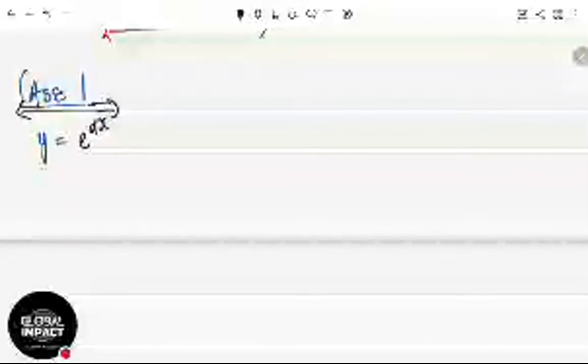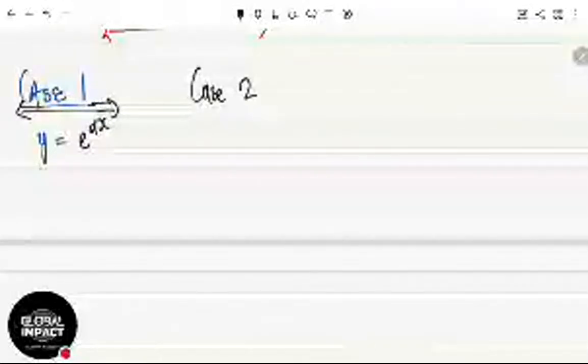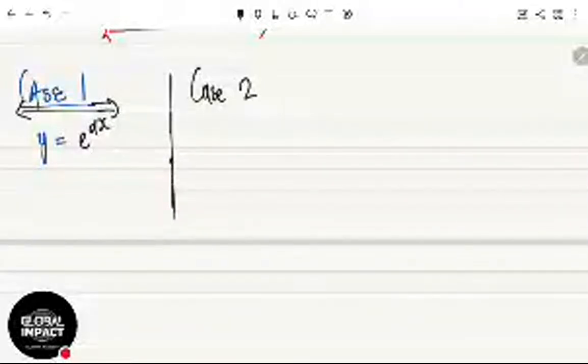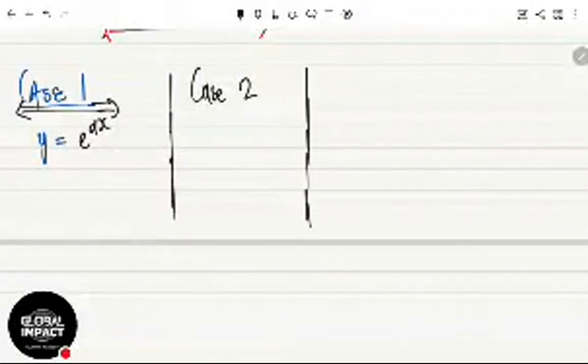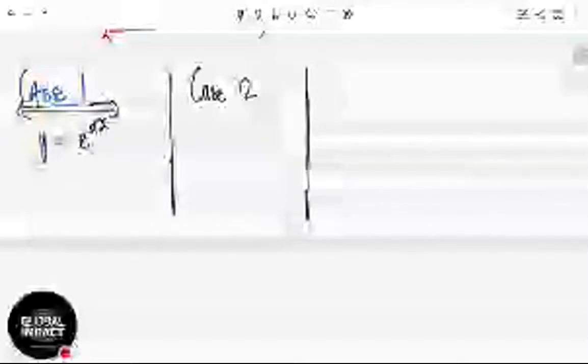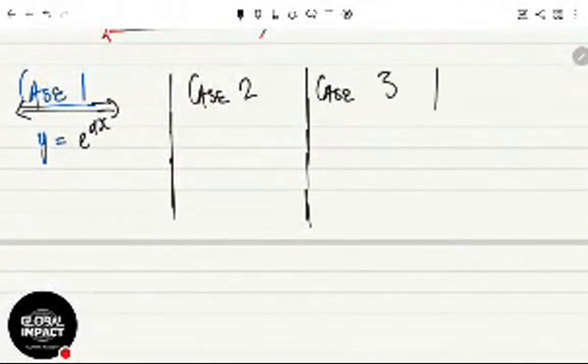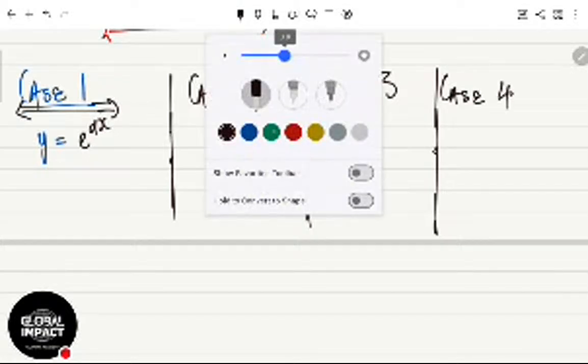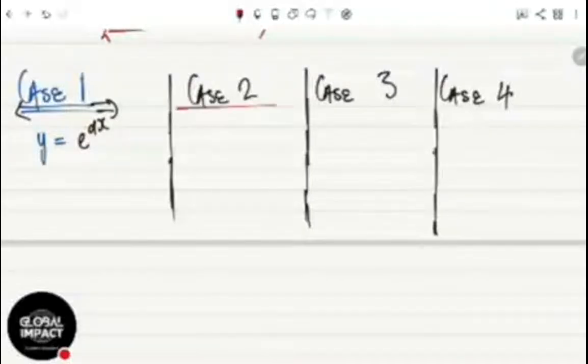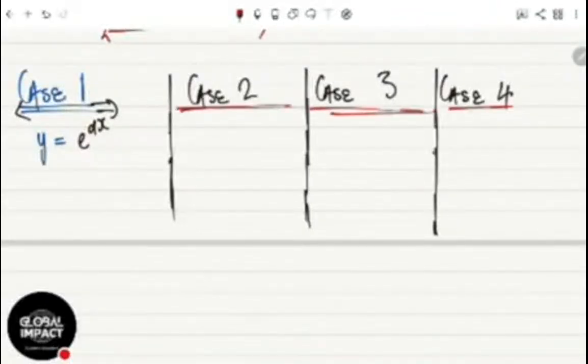These are the cases you're going to find. You have 4 cases that you are going to meet. Case 2, and then case 3, and then we will have our case 4 for nth derivative. So this is case 1, case 2, case 3, and case 4.